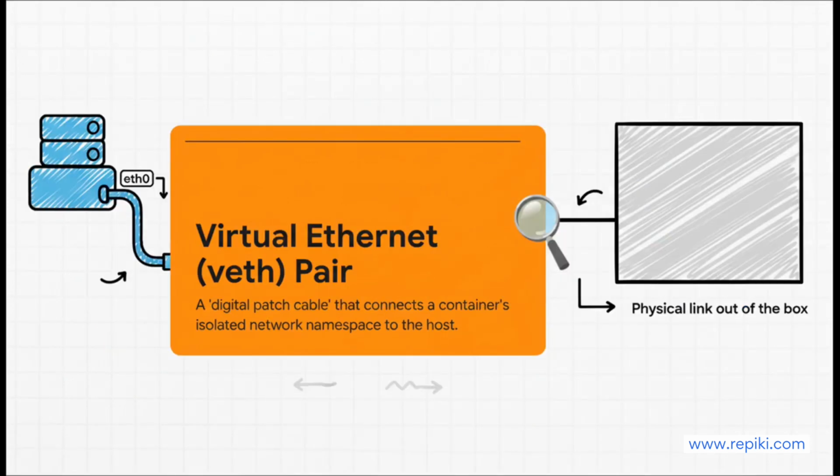Well, that's where this thing called a virtual Ethernet pair comes in. The best way to think about it is as a digital patch cable. Docker creates one of these for each container. It plugs one end into the container's private island, which the container sees as its eth0 network card, and it plugs the other end into the host machine. And just like that, we have our first physical link out of that isolated box.